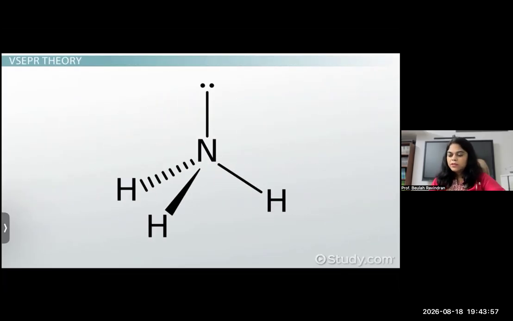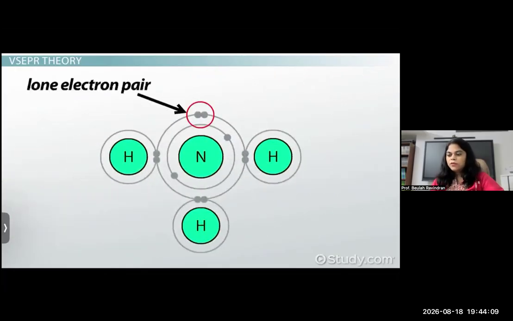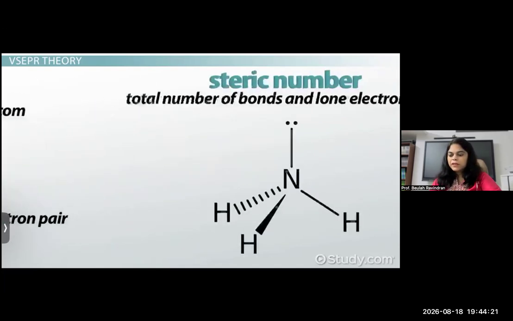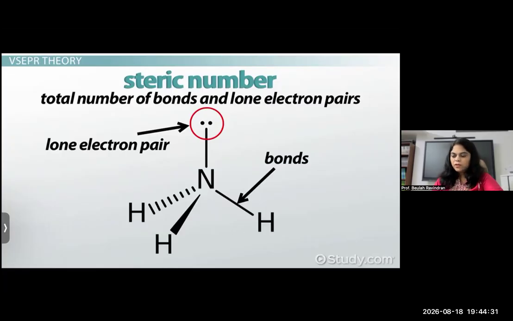I told you, no, the solid wedged line and the dotted wedged line. So these are all talking about the bonds. And lone pair is described like this. Nitrogen has one lone pair. Clear? So the central atom and hydrogen are now connected in between. Can you understand this? What is the total number of bonds and lone pairs here? Lone electron pair is here. These are all the bonds.